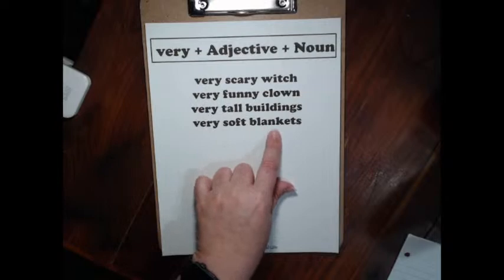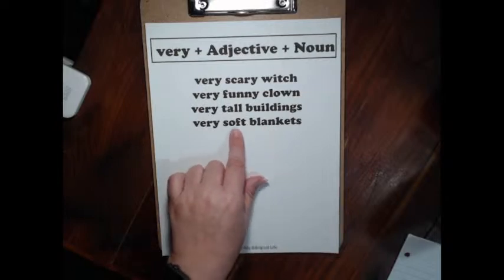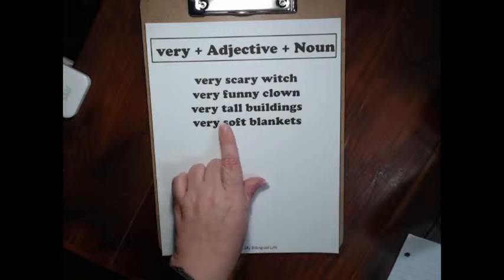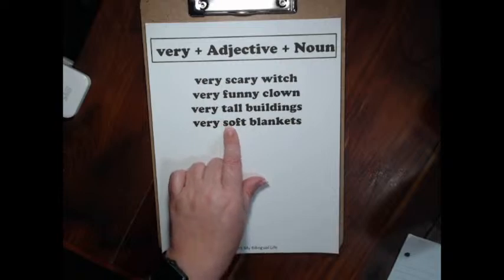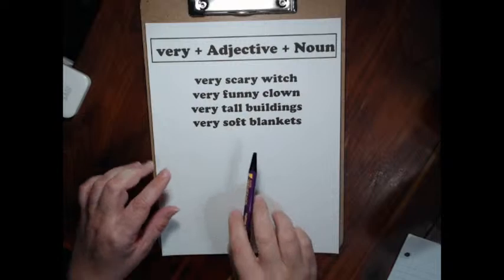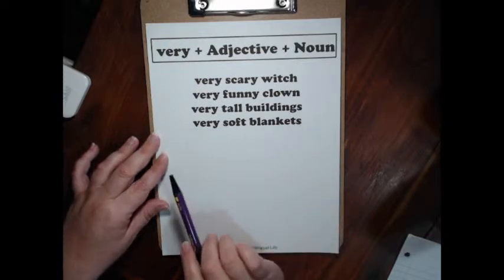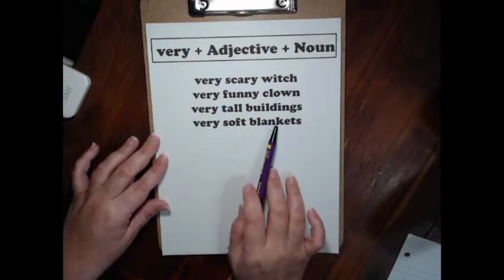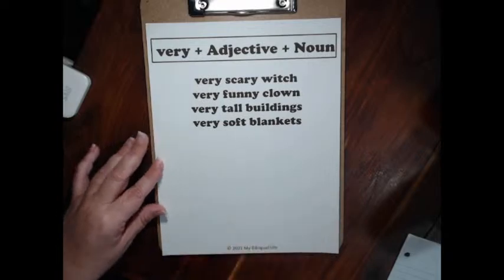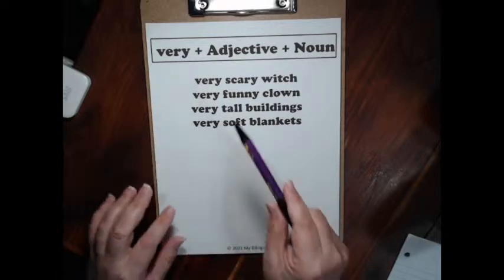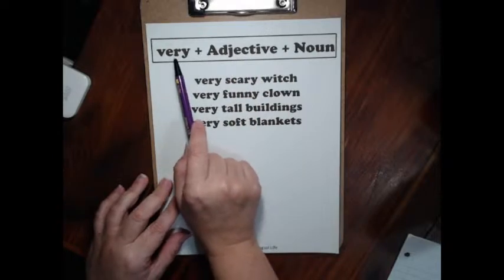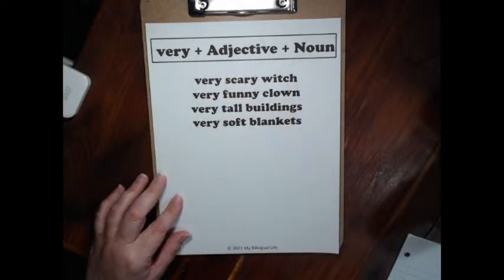So blankets are cobijas, and soft is suave. Cobijas muy suaves. Okay, notice this is also different from Spanish. The order of our words is different. In English, the noun comes at the end. In Spanish, we start with the noun. So this is different. So remember this pattern. Very, our adjective, and the noun.